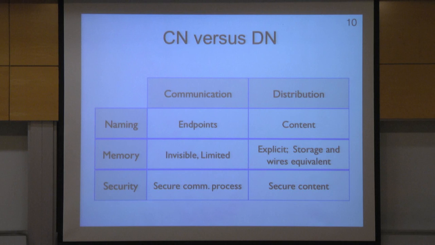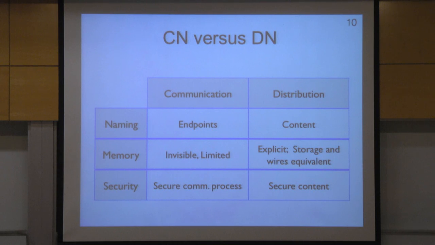And security in a communication-centric network is all about the pipe, right? Creating this sort of abstract pipe between two endpoints and securing that pipe. And stuff is good because it comes out of the right pipe, right? So think like the SSL, TLS type world. So you secure the communication process, everything else should be easy. Well, we know better, of course.